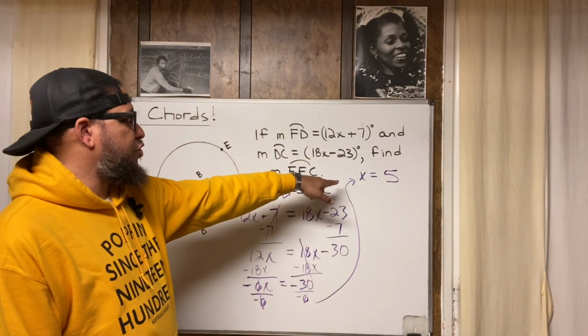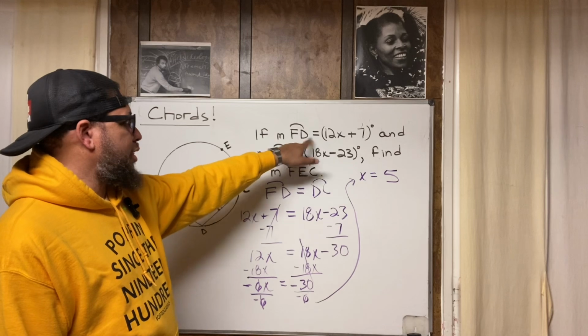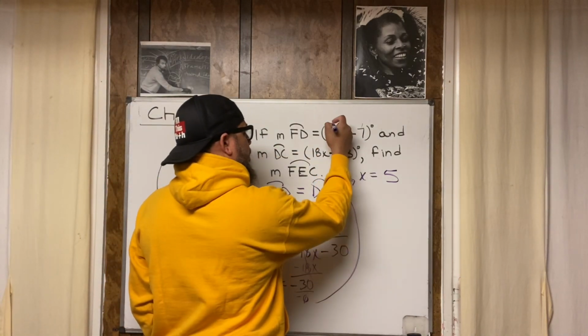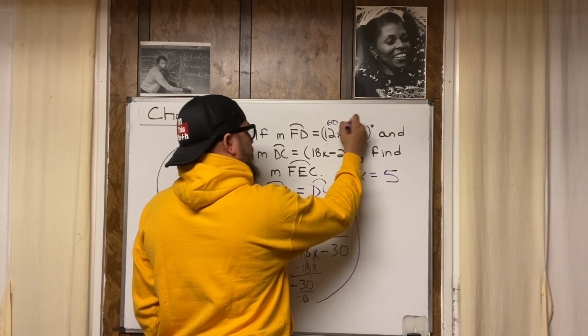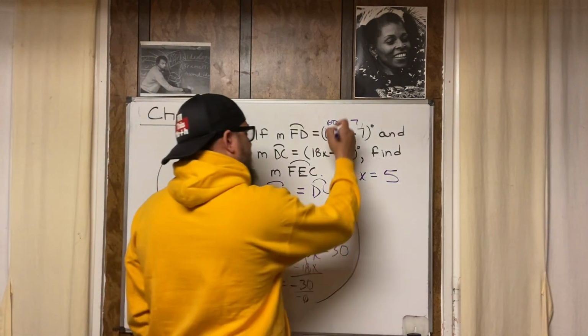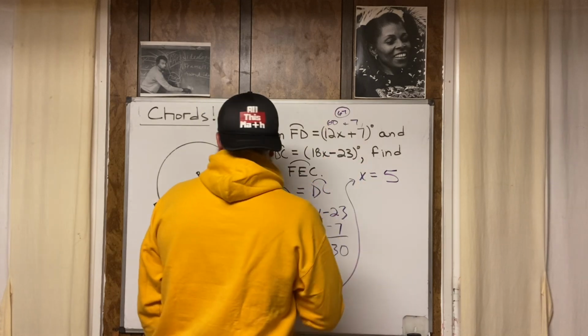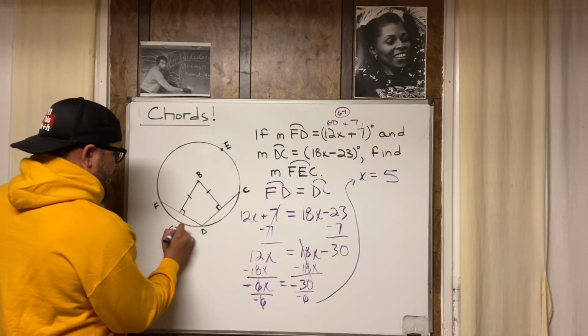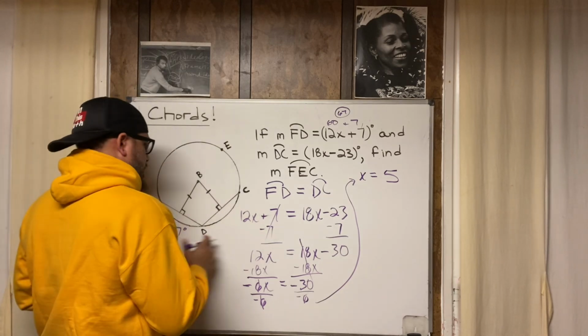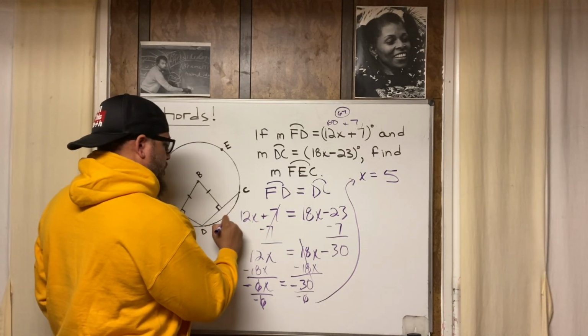Now that I know that x equals 5, I can go back and say, well, what's FD? FD is 12 times 5 plus 7. That's 60 plus 7. 12 times 5. Again, know your multiplication facts. What's 60 plus 7? 67. So that means that this arc has a measure, not a length, but a measure of 67 degrees. If the arcs are congruent, that means DC is also 67.